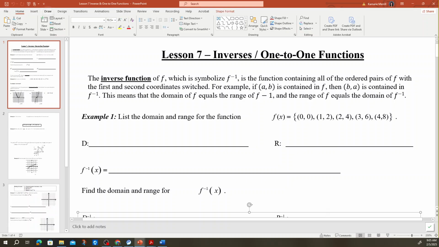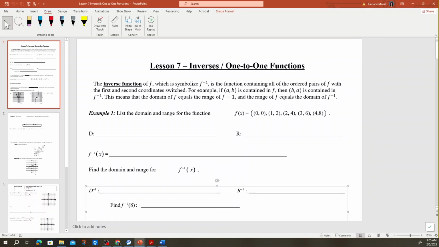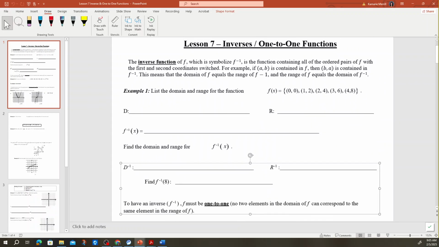Okay, lesson 7. All right, we're moving into inverse functions and one-to-one functions. Just the two, good.